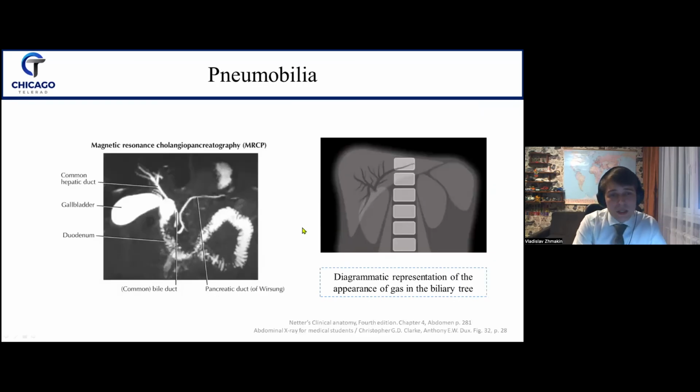And finally, pneumobilia. On the right, there is a magnetic resonance cholangiopancreatography, or MRCP, of the normal anatomy of the biliary tree. So we can see the gallbladder, cystic duct, common hepatic duct, common bile duct, etc. And this is a diagrammatic representation of how pneumobilia looks.